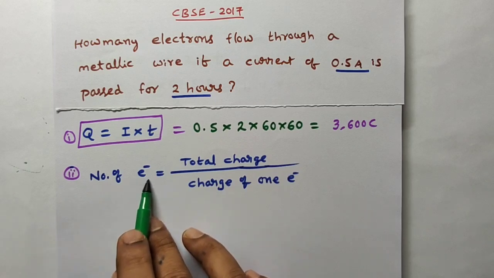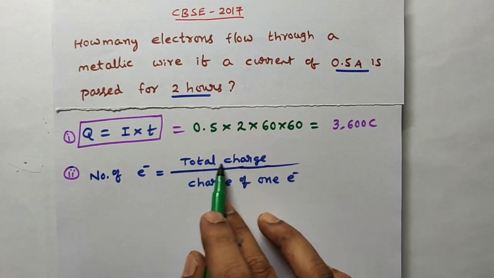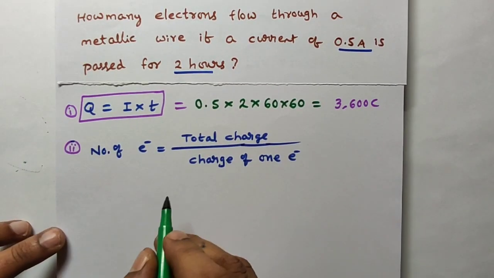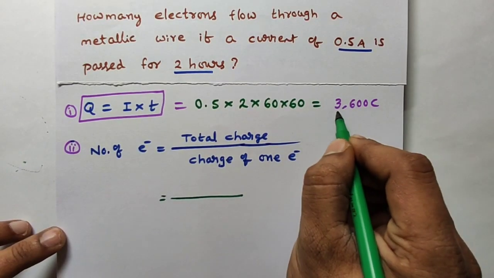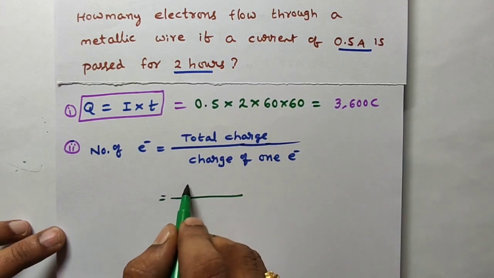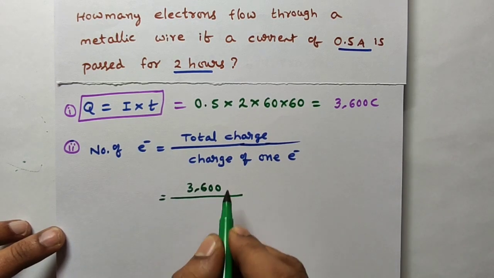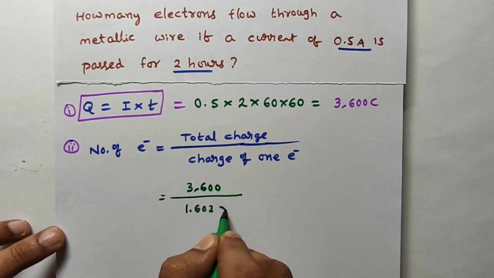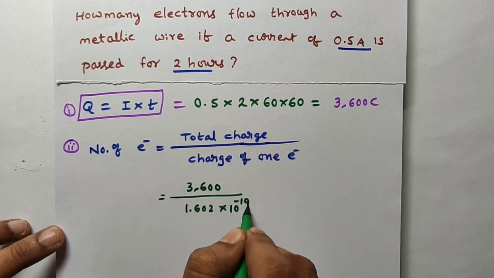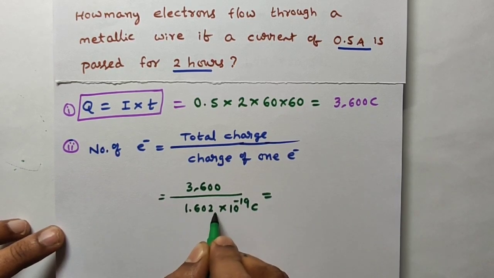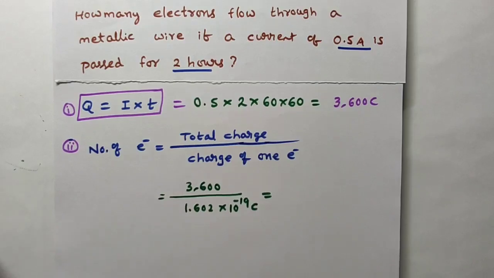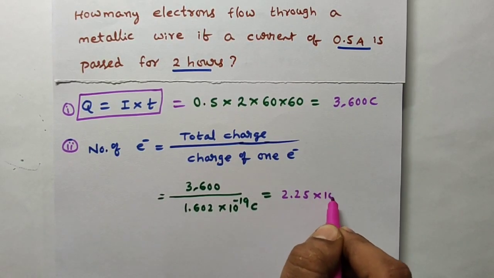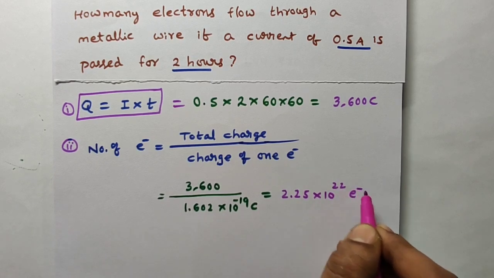Now, the number of electrons passed through the metallic wire. How do you find it? Total charge divided by the charge of a single electron. The total charge we found is 3600. Charge of 1 electron, remember, is 1.602 into 10 to the power of minus 19 coulombs. If you do this calculation, we will get 2.25 into 10 to the power of 22 electrons.